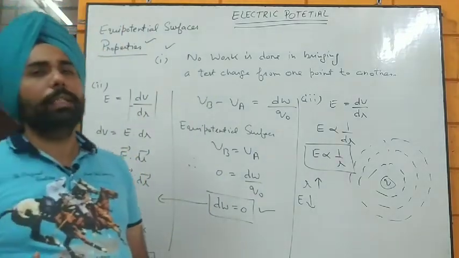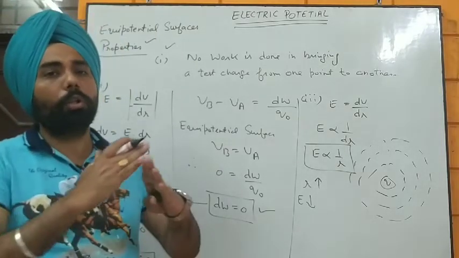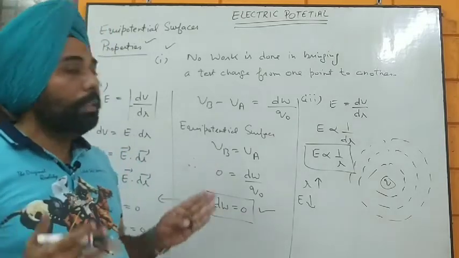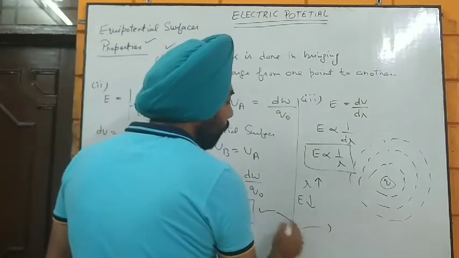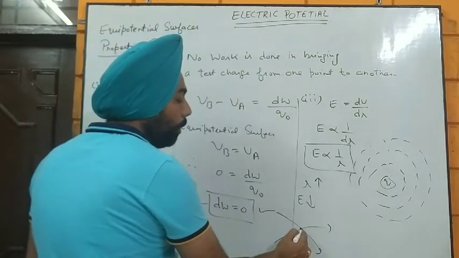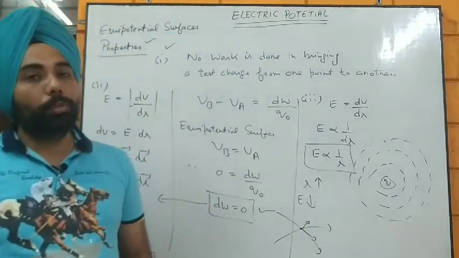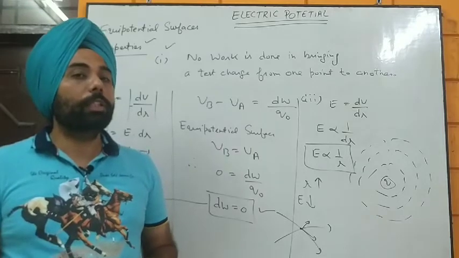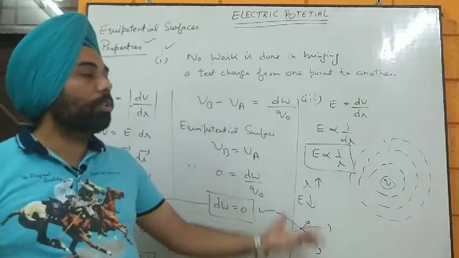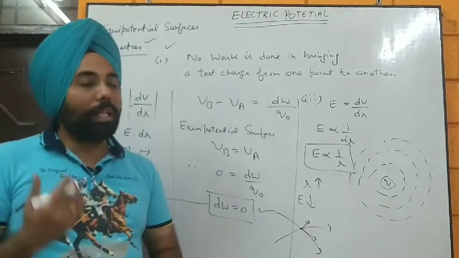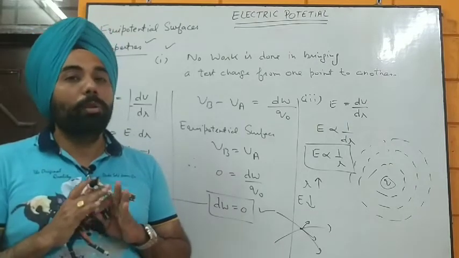Fourth property is very easy. It says that two equipotential surfaces cannot cross each other. We have done that in the topic of electric field lines. If two surfaces cross each other, then at the common point there are going to be two directions, which is not possible practically. So two equipotential surfaces cannot cross each other. And the last point, which is the easiest of all, the electric potential at all points on an equipotential surface is going to be the same.